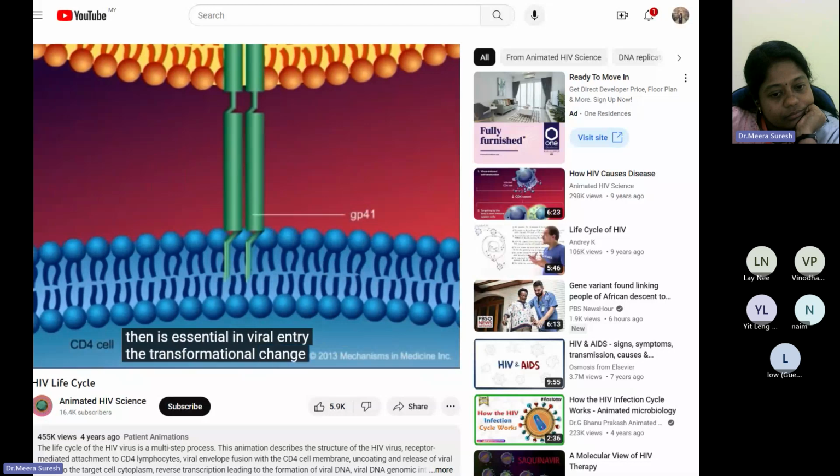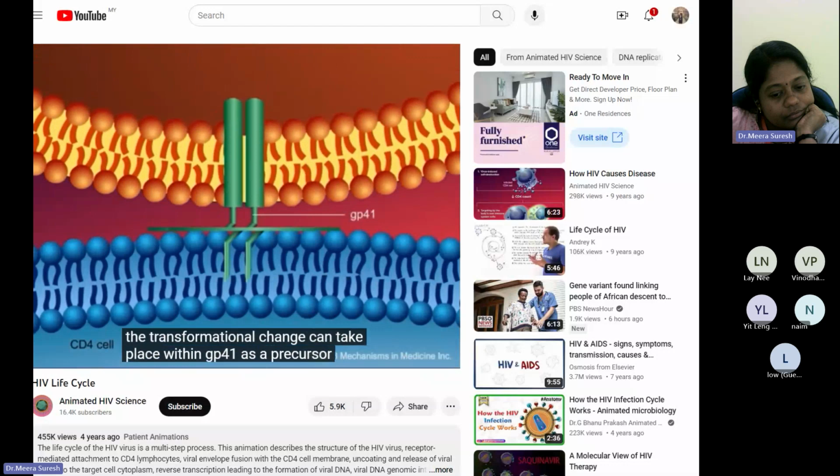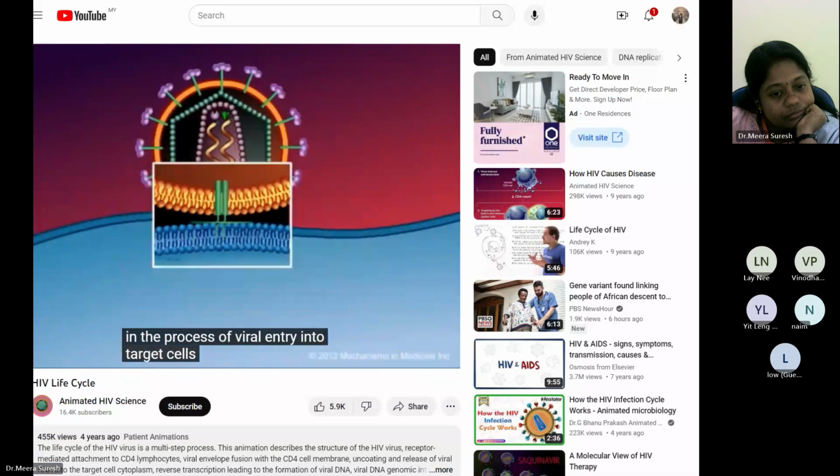The transformational change can take place within GP41 as a precursor event in this fusion process. It is essential to point out, therefore, that each of GP120, the CD4 receptor, the CCR5 or CXCR4 receptor, and GP41 are all essential elements in the process of viral entry into target cells.